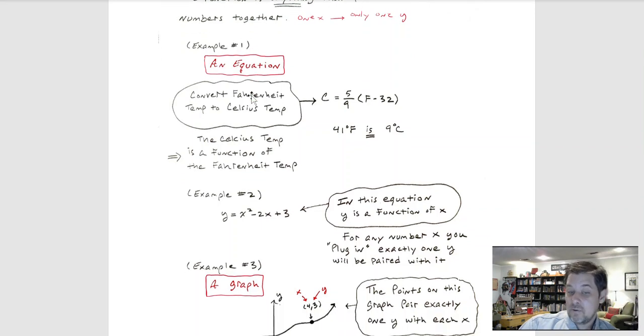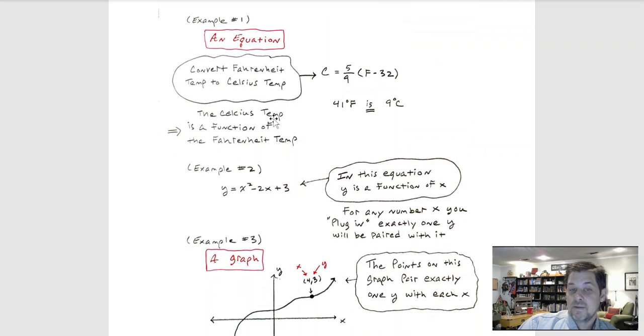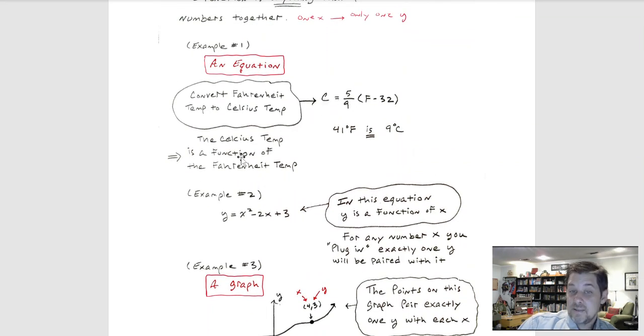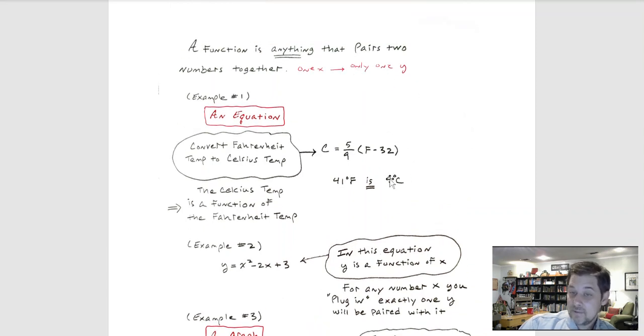Now that could be an equation. So here's an example of an equation that does that. See this equation right here? Capital C is 5/9 capital F minus 32. That is the equation that will convert a Fahrenheit temperature to a Celsius temperature. That is a function, okay? The Celsius temperature is a function of the Fahrenheit temperature, meaning that for every Fahrenheit temperature you can think of, this equation will pair exactly one Celsius temperature with it.